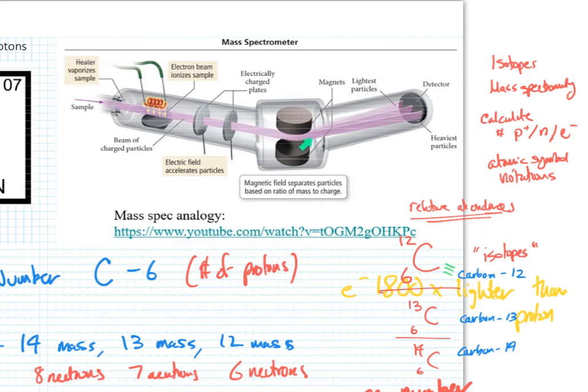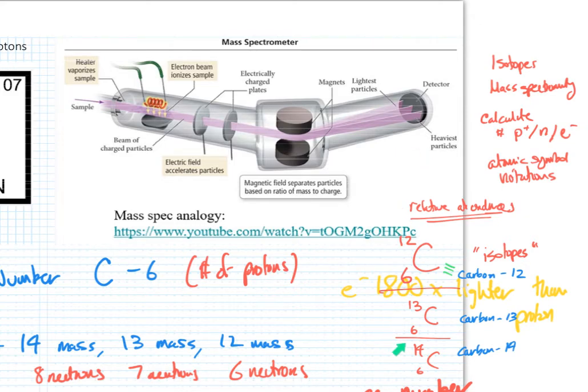Then the magnet part is like a hairdryer blowing at a constant speed. The ping pong ball will get blown the most because it's the lightest, and the snooker ball or billiard ball will get blown the least. And then you can separate out particles by their mass to charge ratio.